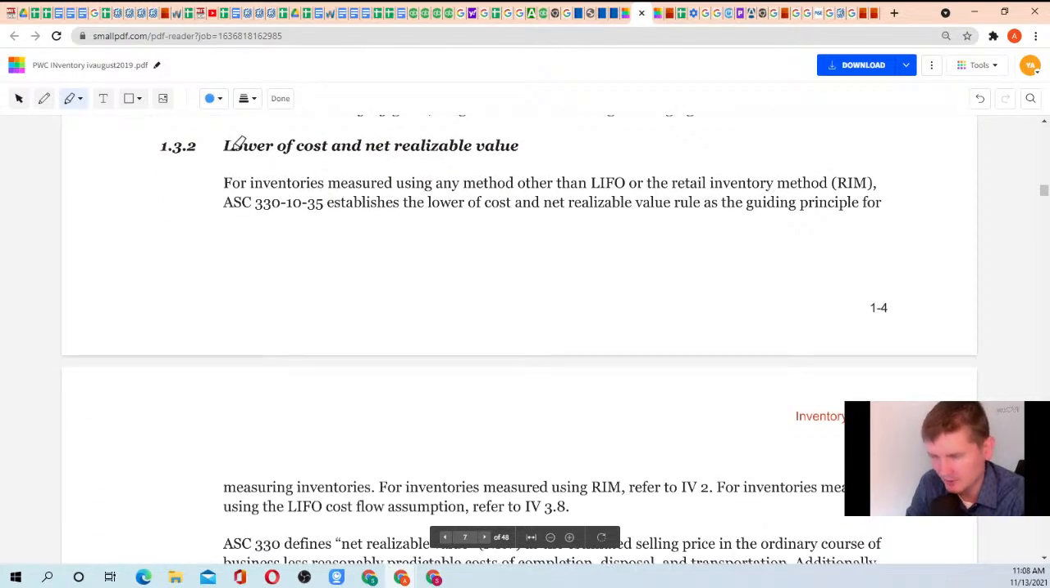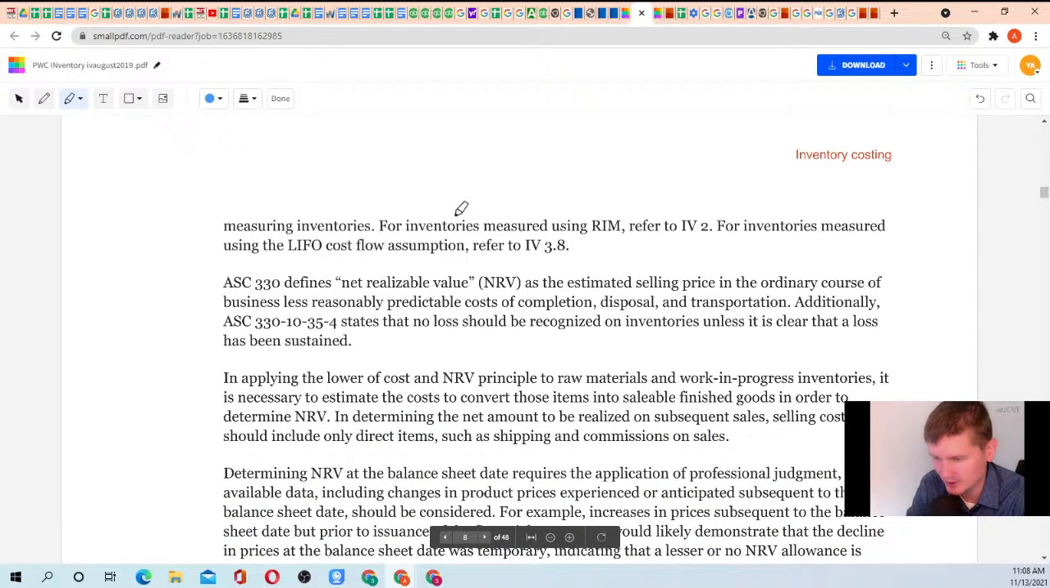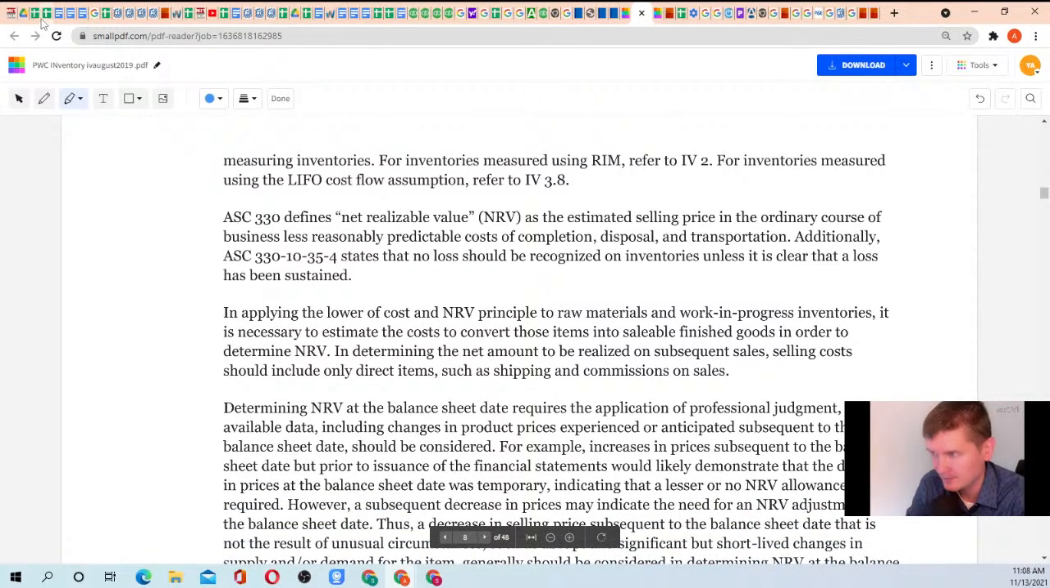Lower of cost, okay, we already covered that. Lower of cost and NRV, that's how we keep inventories on our balance sheet. We have a definition of NRV: the estimated selling price in the ordinary course of business, less reasonably predictable cost of completion, disposal, and transportation. Additionally, no loss should be recognized on inventories unless it is clear that a loss has been sustained.